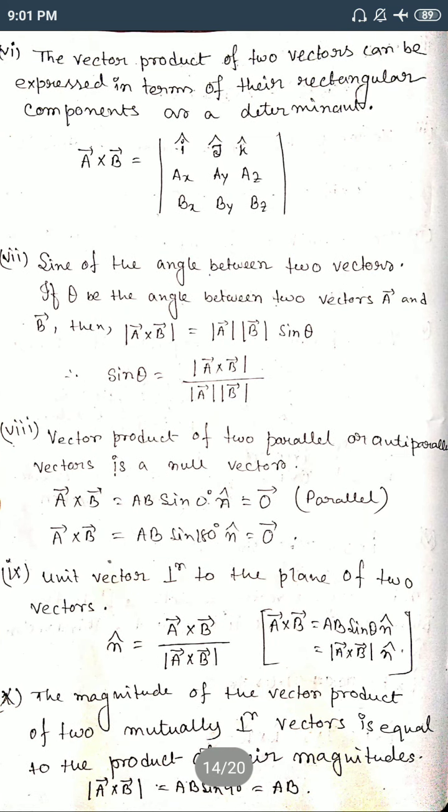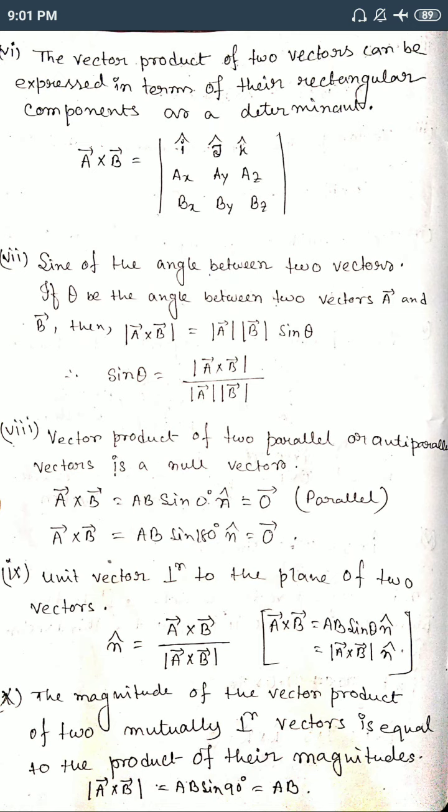Sixth number property: the vector product of two vectors can be expressed in terms of their rectangular components as a determinant. I don't know if determinants are in your class 11, I hope they are. So in determinant form, how can we write A cross B? That equals i, j, k, because each one represents a direction, and if a vector is given this way: ax i hat, ay j hat, az k hat.